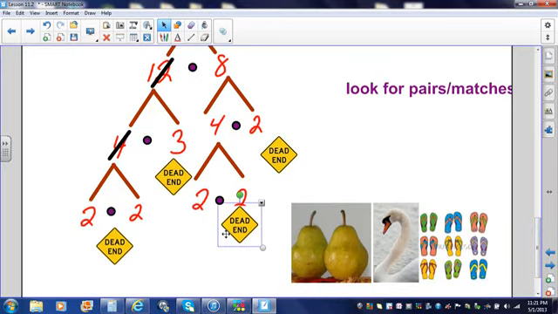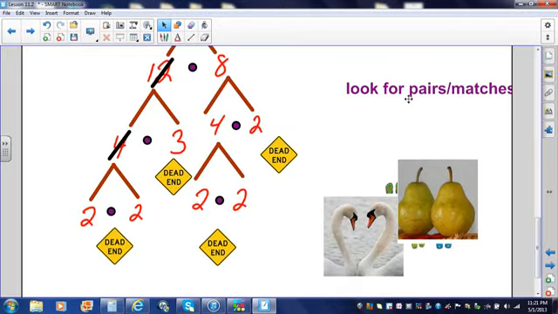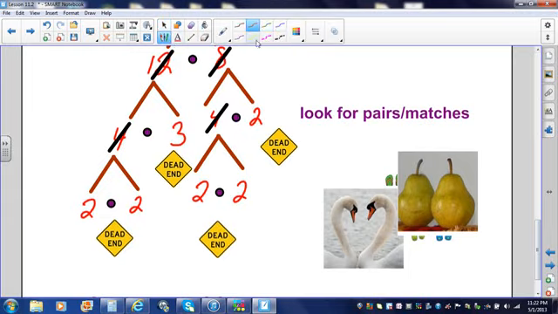Remember, we're looking for either this kind of pair, that kind of pair, this kind of pair. You're looking for matches. But you said, oh yeah, you're right, thank you. I should cross out 8 because that's 4 times 2. Yep, thank you. Need some more coffee. I'm going to cross out 4 because that's 2 times 2. All right, let's look for pairs or matches.